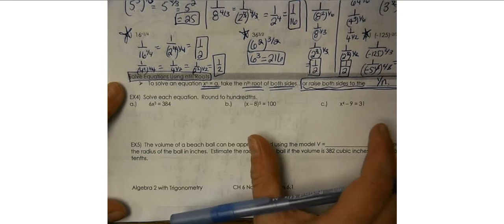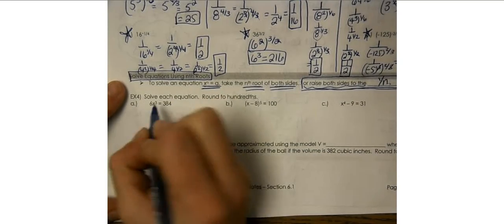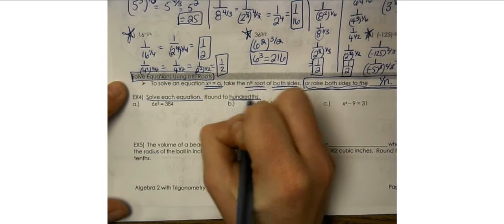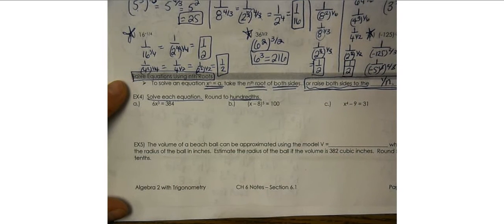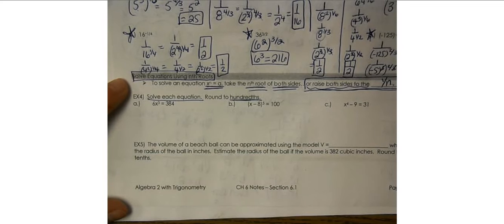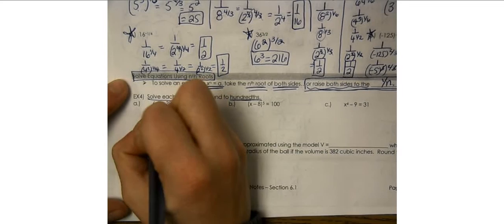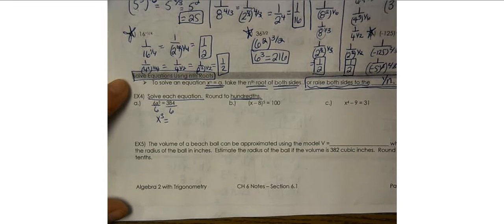In letter A, whenever we're solving equations, and of course we want our answers rounded to the nearest hundredths, we need to get the variable alone. So I'm going to start off by dividing both sides by 6, and I end up with x cubed is equal to 64. In this problem, we're working with a nice number.